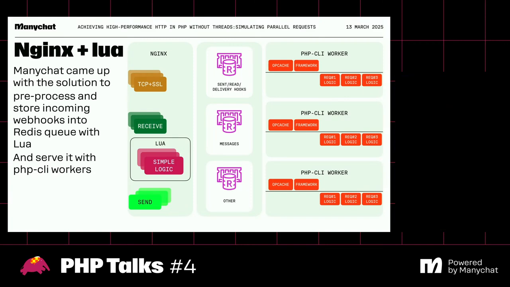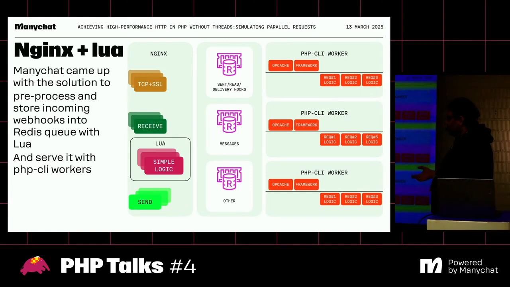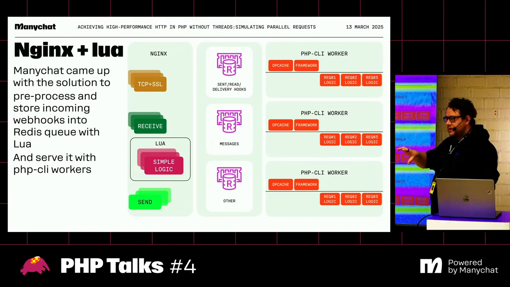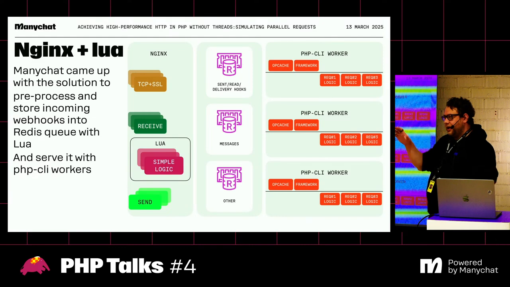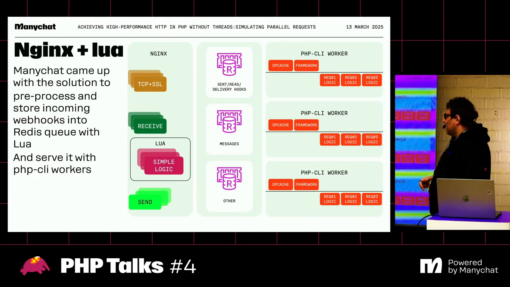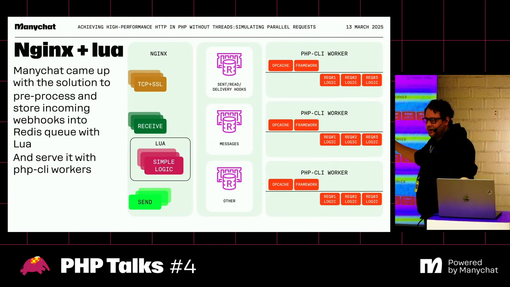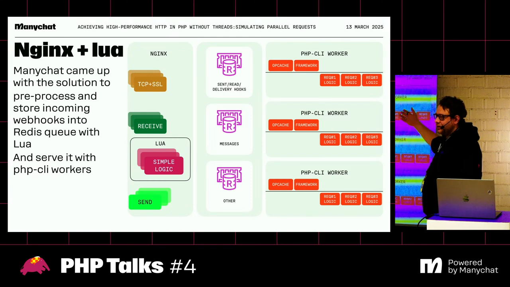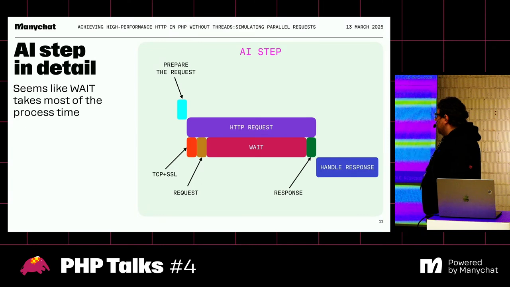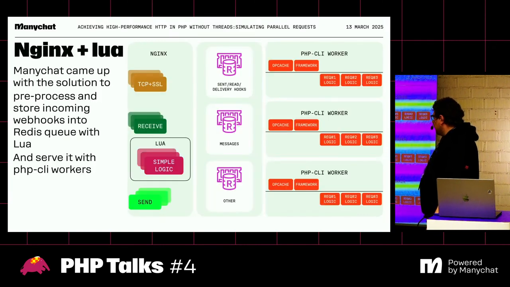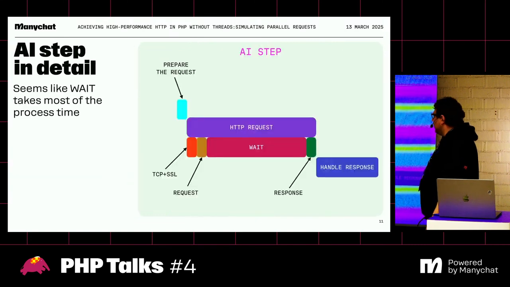And in addition to that, using this technique, you can smooth the spikes of the requests. So when there are too many concurrent requests, you just can store them in the queue and don't serve them until you have more workers to serve. Yeah, so that was the solution for the first part of problem.